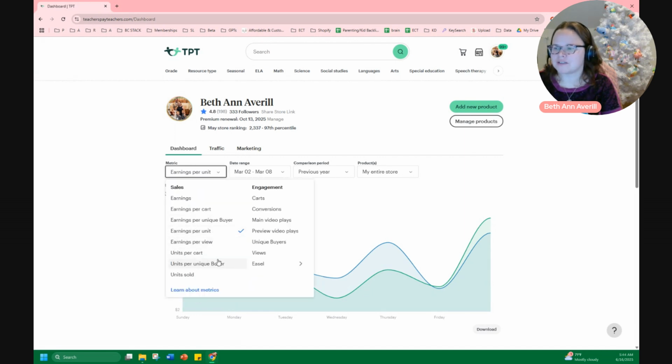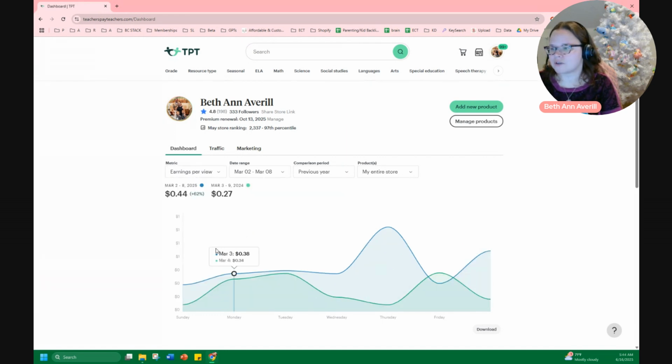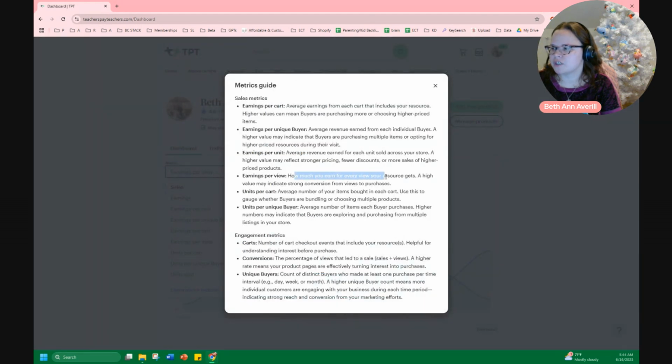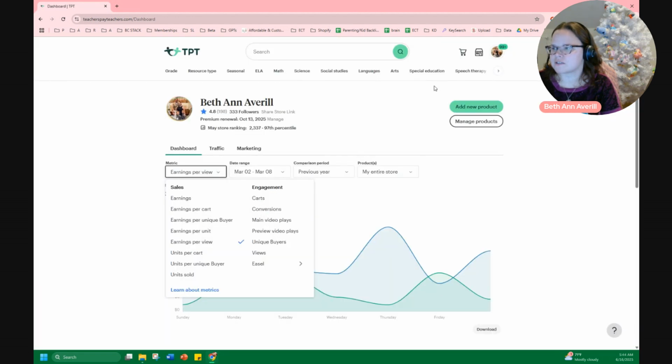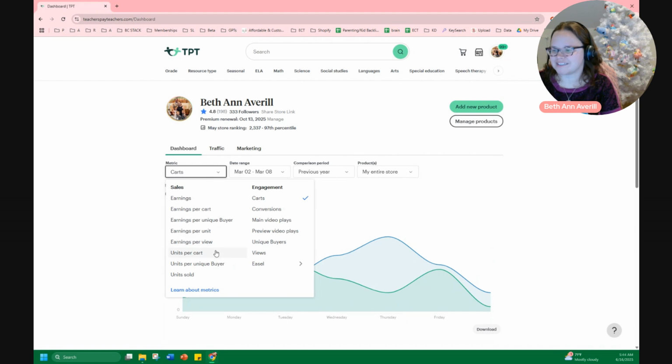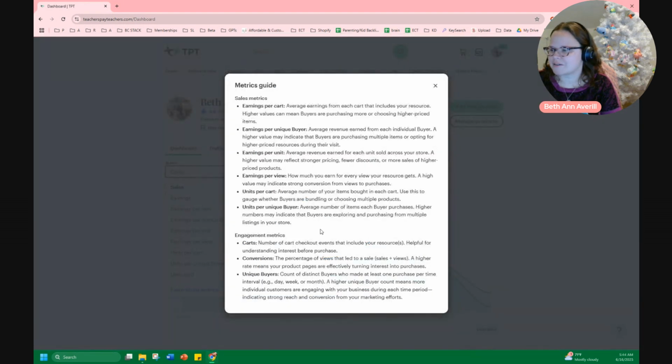Another one I wanted to look at is units per unique buyer, and earnings per view. That's a fun one too. That more links to conversion rate. Let's see what it says about earnings per view. How much you earn for each view your resource gets. A high value may indicate strong conversion from views to purchases. Yeah, maybe. And then you can even look at carts, how many carts there are that have your product in it. That's fun. Okay, actually, let's see about carts. Number of cart checkout events that include your resource. Helpful to understand interest before purchase.